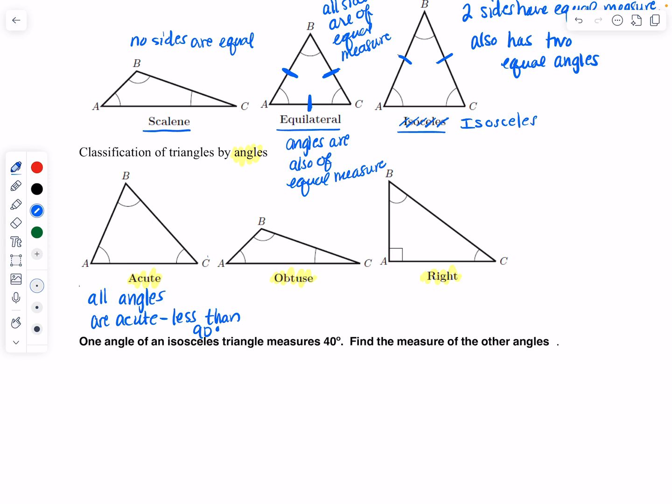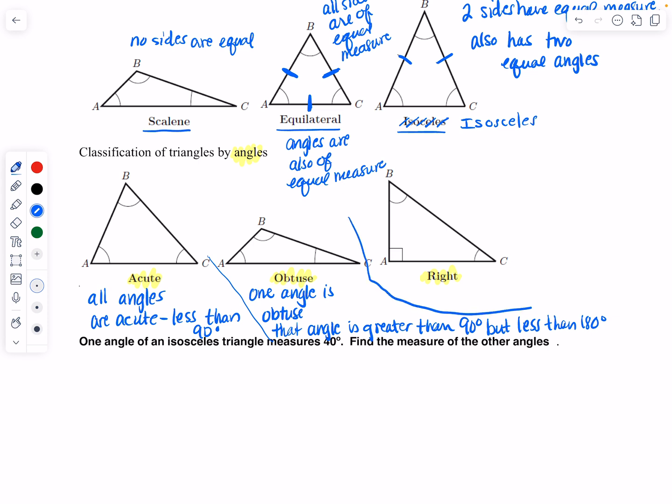Okay, obtuse. One angle is obtuse, meaning that that angle is greater than 90 degrees but less than 180 degrees. Okay, so obtuse has a big angle in there. Again, it has one big angle, the other two are acute, but the one big angle, the obtuse angle, has to be greater than 90 but less than 180.